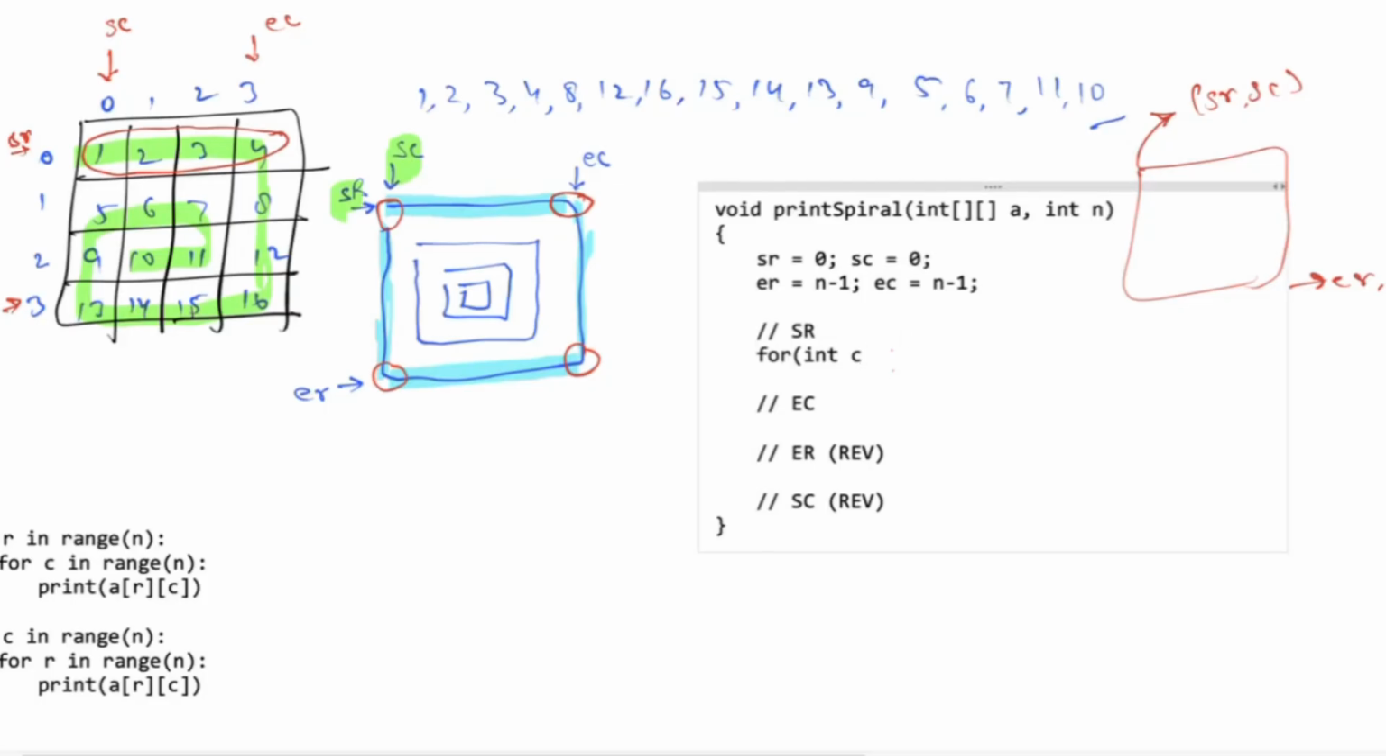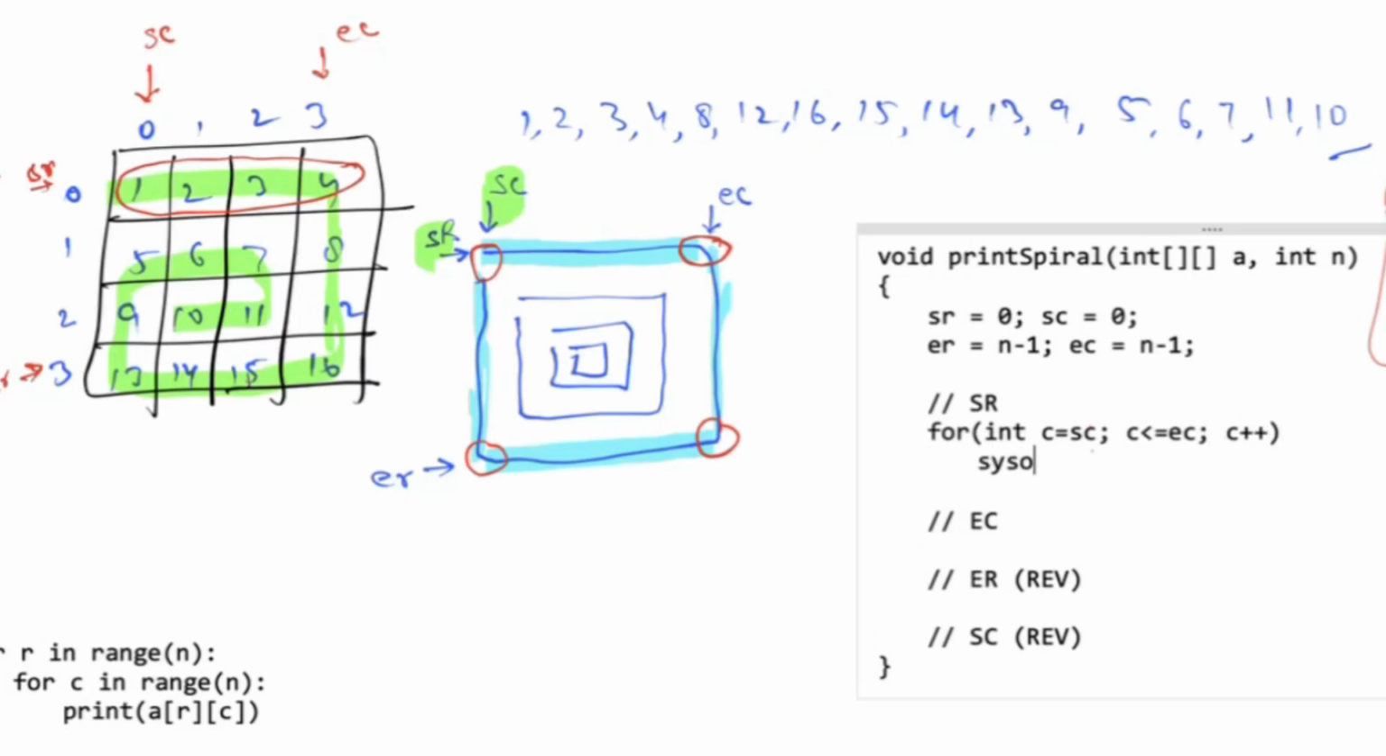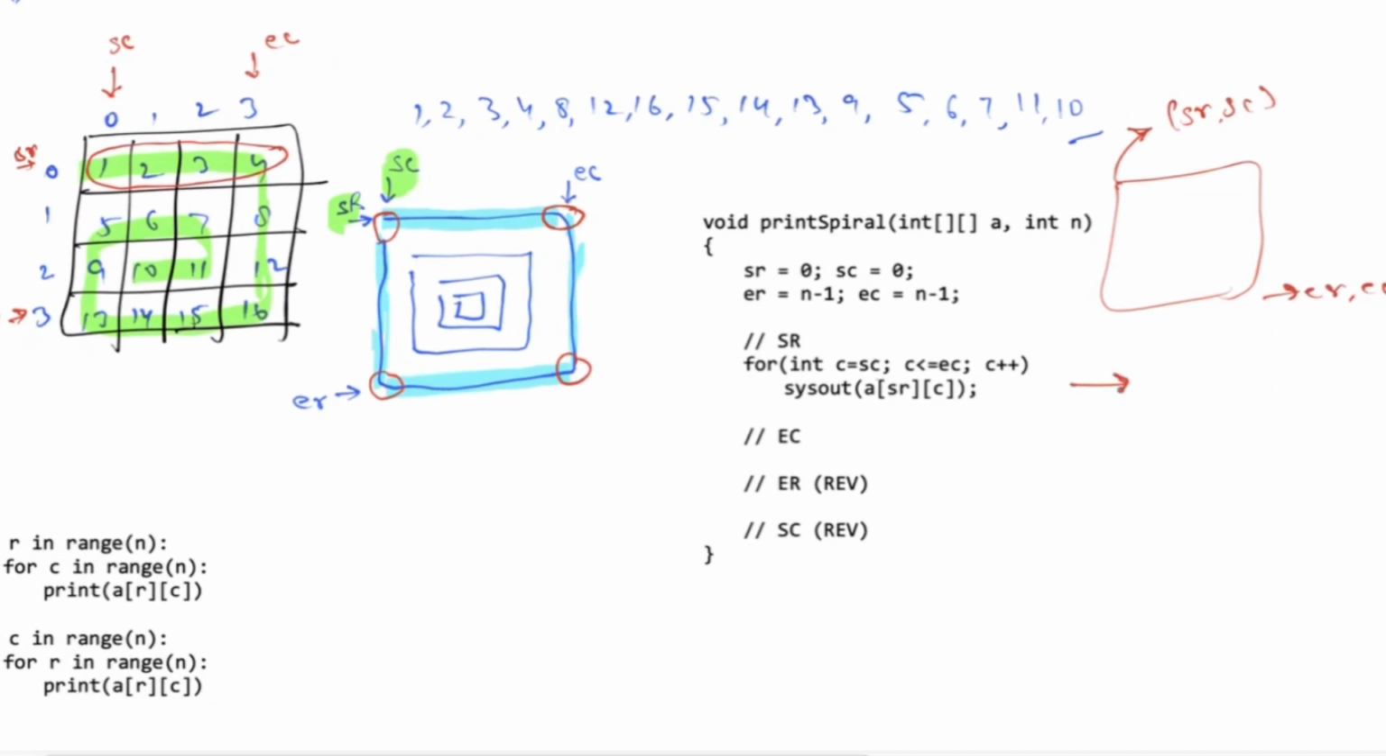Okay, you are right, but if I want to generalize, can I say that we should print it from starting column till end column? Yes, sir. Okay, so for column is equal to starting column, column is less than or equal to end column, column plus plus. All right. And here I'll say System.out, which is for printing, A of row is fixed, starting row, and column is changing. So what will this for loop print? This for loop will print 1, 2, 3, 4.